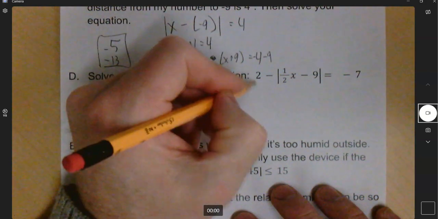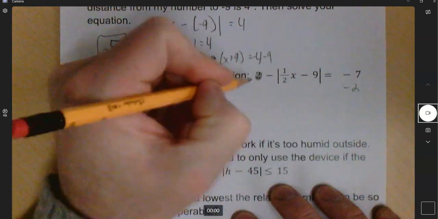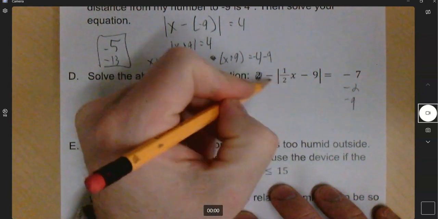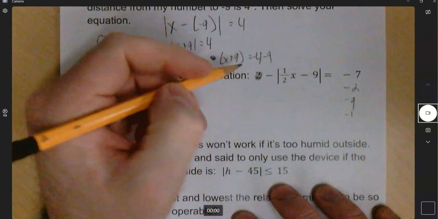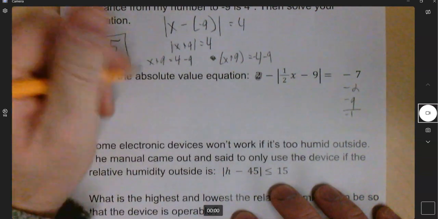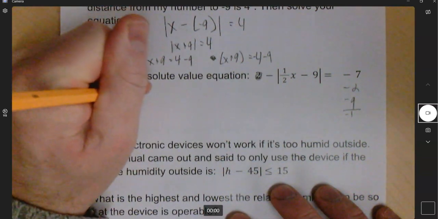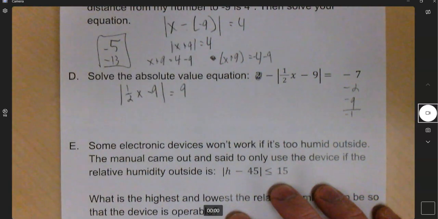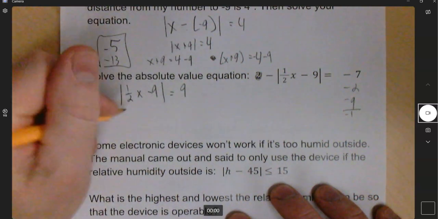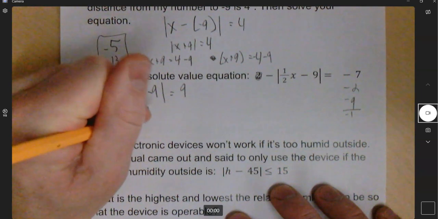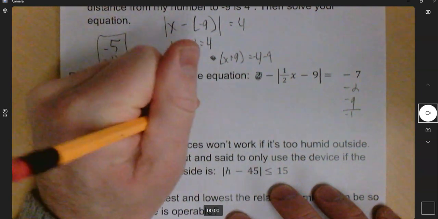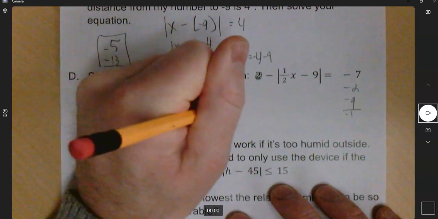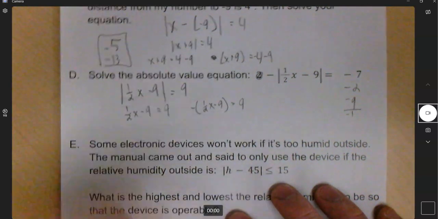Part D, I'm going to subtract the 2. That gets rid of that. That would give me -9. Then I'm going to divide both sides by -1, and that would give me +9. So I'm going to have 1/2 x minus 9, absolute value, will equal +9. Now we solve it like we did before. Whatever's inside of this, absolute value, could equal 9, or the opposite of whatever's inside of this could also equal 9. Easy enough, we'll solve those.